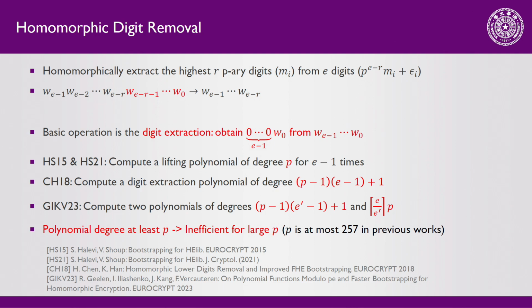So as we can see, in these works, the polynomial degree is at least p. So when p is large, the digit removal and the BGV bootstrapping may be inefficient. And that may explain why p is chosen to be at most 257 in the previous works.